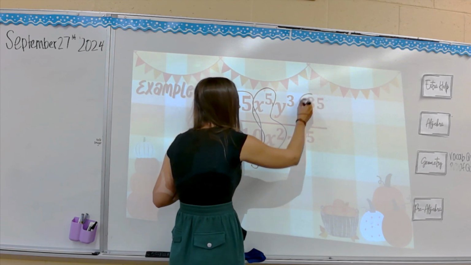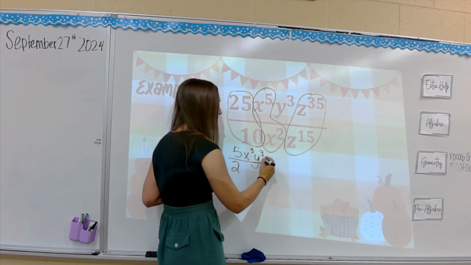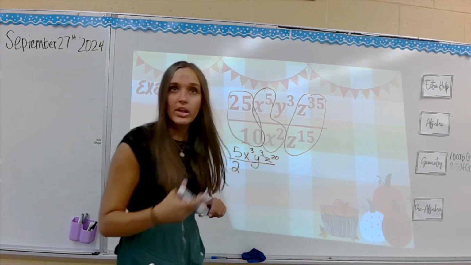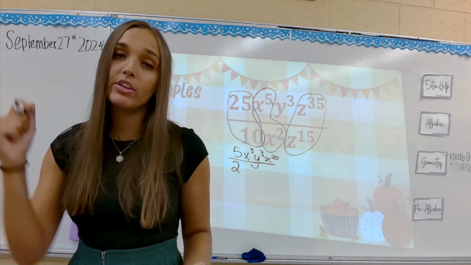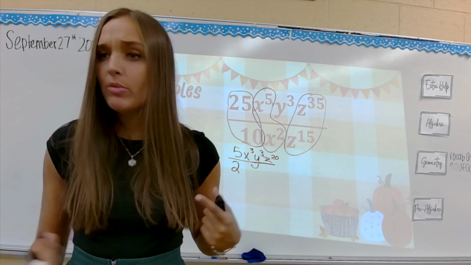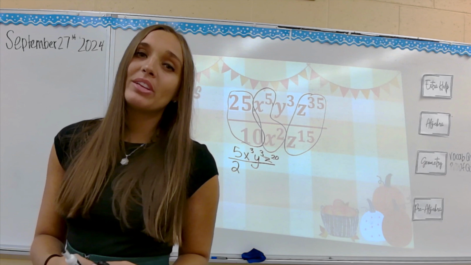z to the 35th and z to the 15th. I subtract 35 minus 15 gives me z to the 20th. During class, we went through breaking it up and having to cross out from the numerator and the denominator. Why waste our time doing that when we just know the rule of subtraction? Let's try one more problem and make sure we're fully getting this.